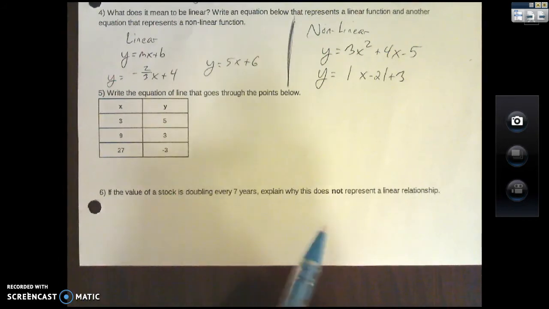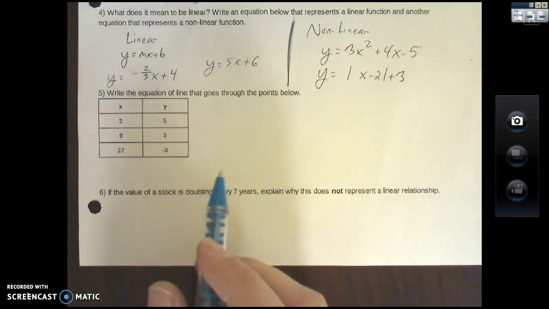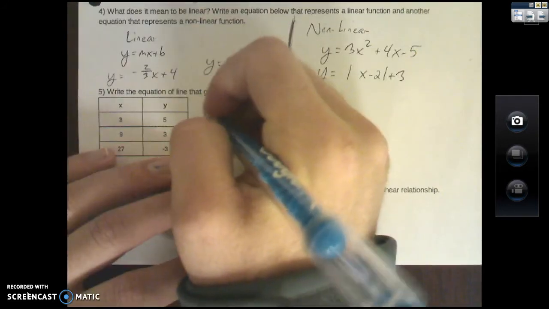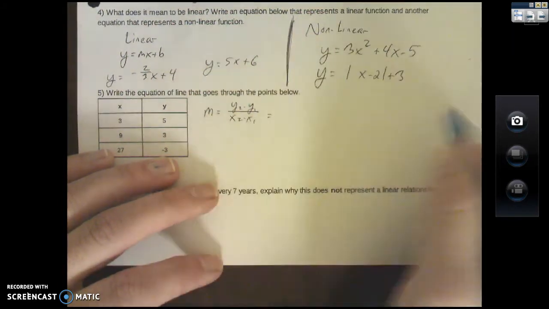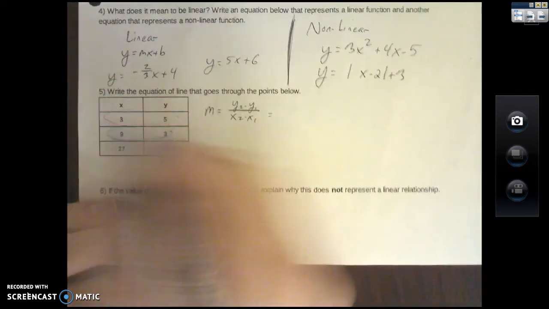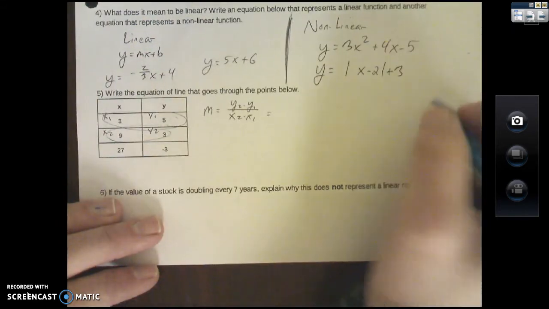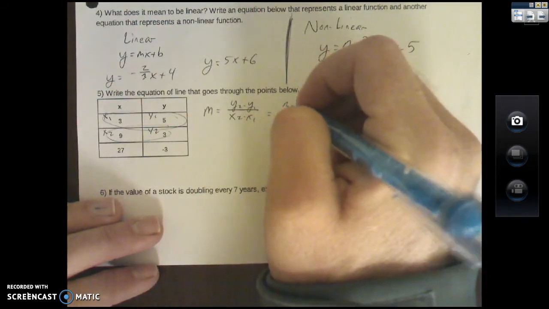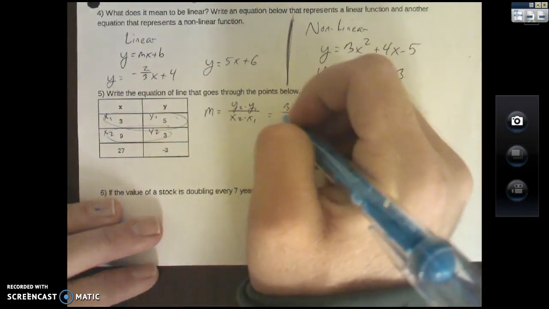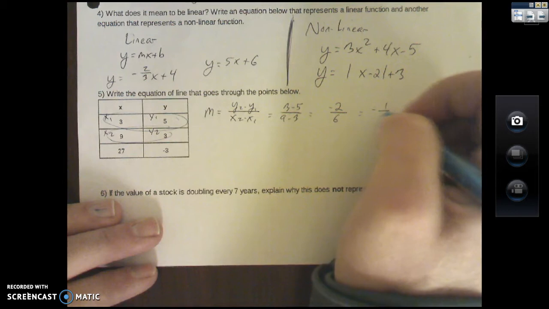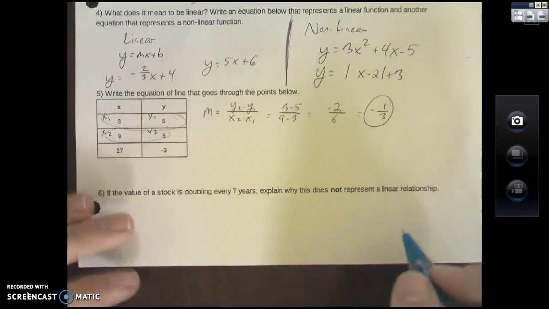Write the equation of a line that goes through the points below. Alright, so I need 2 things in order to make an equation of a line. I need slope and I need a y-intercept. We can find slope pretty easily. Okay, so I'm picking 2 points. I'm going to go with these 2 points because they look kind of nice. I'm going to call this one my x1, y1, x2, y2. So y2 minus y1 would be 3 minus 5. And then x2 minus x1 would be 9 minus 3. So looking at negative 2 over 6, negative 1/3. So there's my slope. Okay.